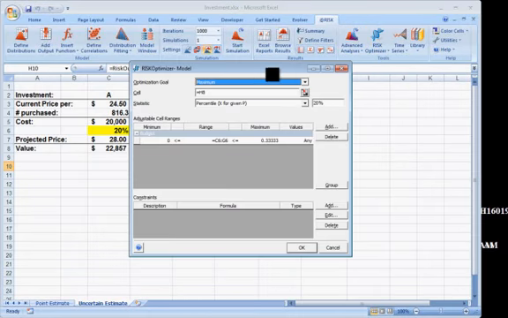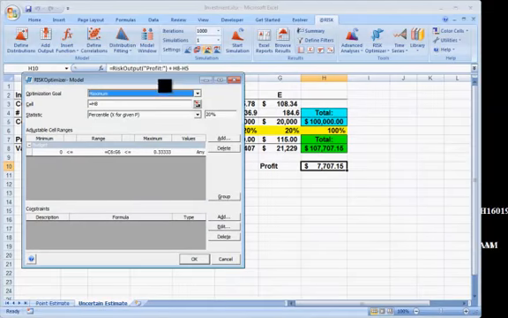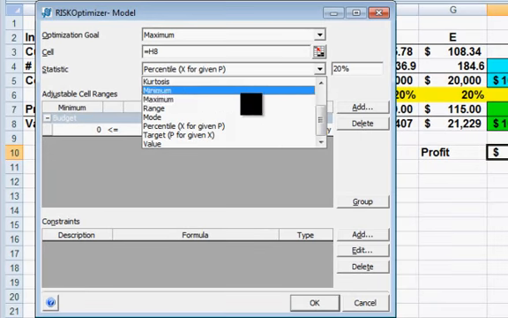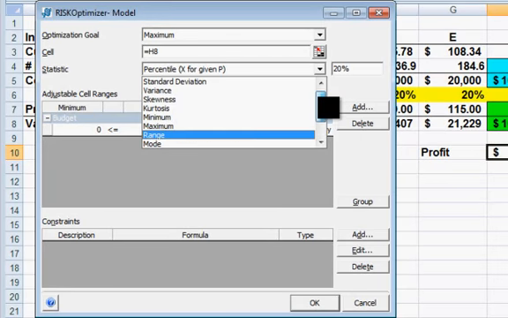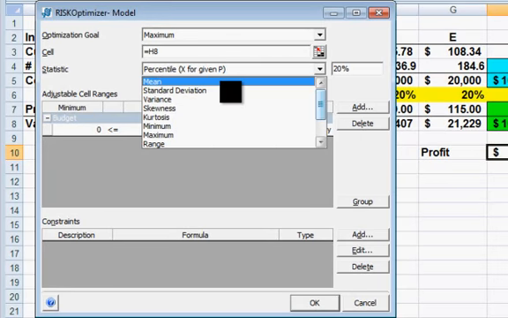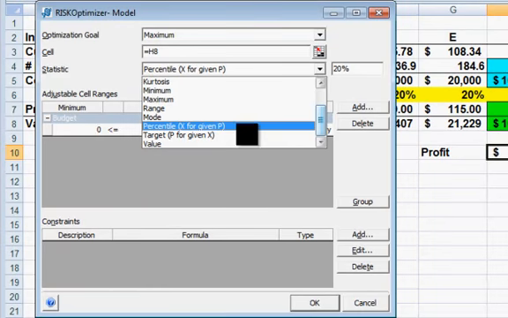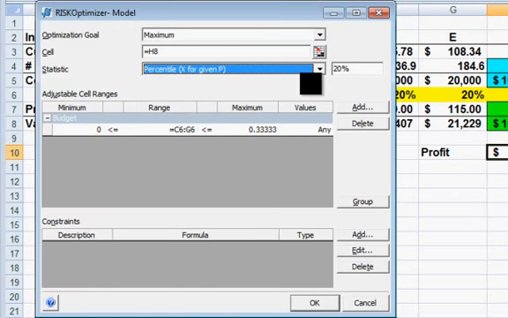I've set this up to say, right now, that it wants to find a maximum of this cell, H8, which is the profit. And there's many different things we can select. We can have it maximize the mean, perhaps minimize the standard deviation or variance. That might be a good idea. Minimize a certain percentile, or in this case, maximize a percentile.